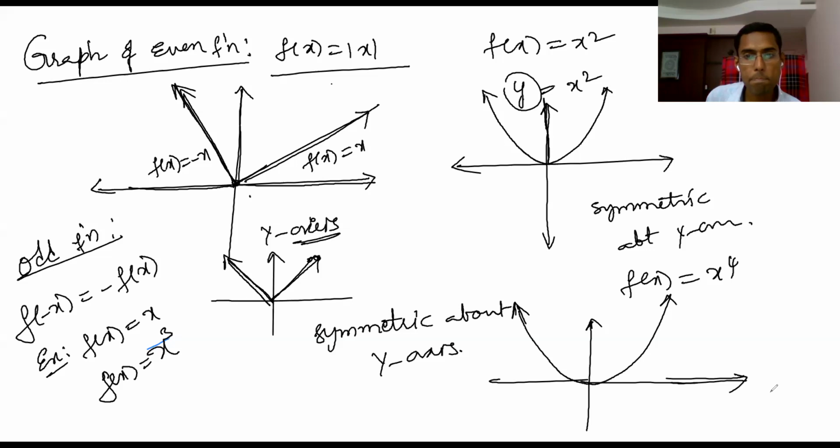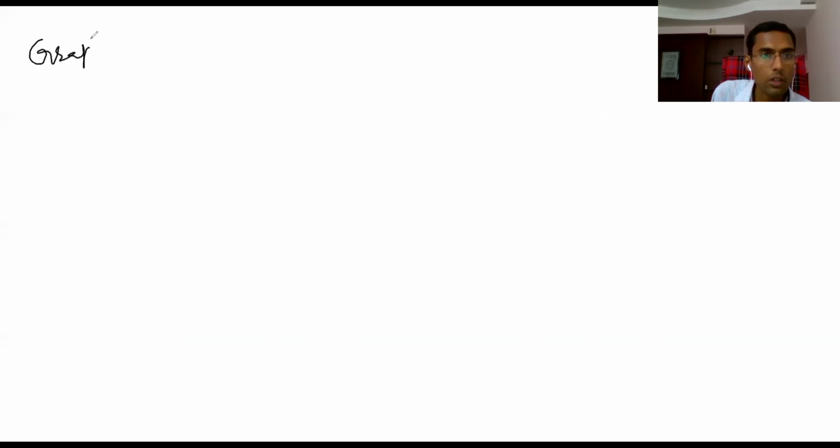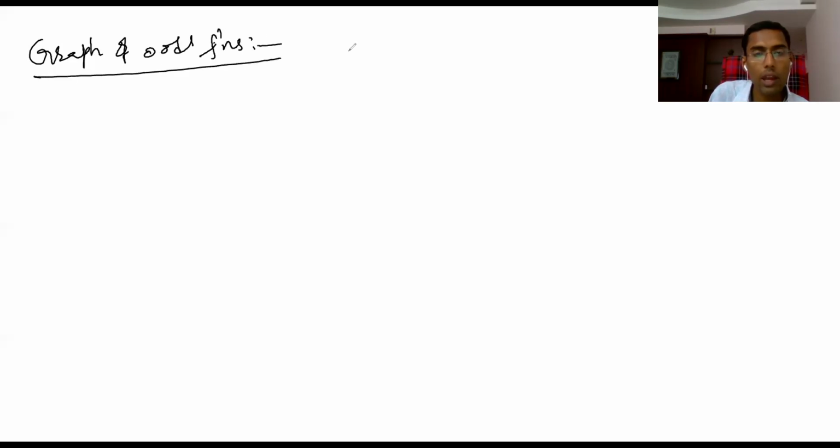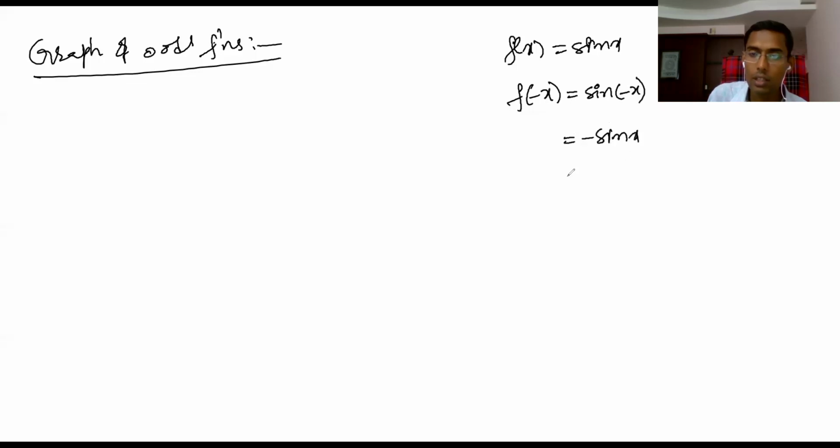So you can see odd functions, the graph of an odd function. Some people know that f of x equals sin x is actually an odd function. Why? We are going to learn this in trigonometry. f of minus x equals minus sin x, that is minus of sin x, which means minus f of x.